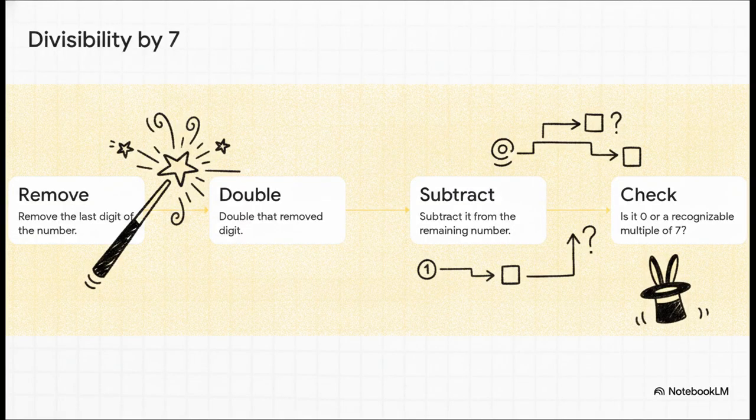Now, the trick for 7 is slightly different. It's pure procedural magic. It's not just looking at a digit. It's actually a mini algorithm. You remove the last digit, double it, and then subtract it from whatever is left. If your final result is a multiple of 7, well, your original massive number is too. You just run this simple 4-step process. It feels almost like you're performing a magic trick, reducing a stubborn, awkward number down to a simple, bite-sized piece of data.